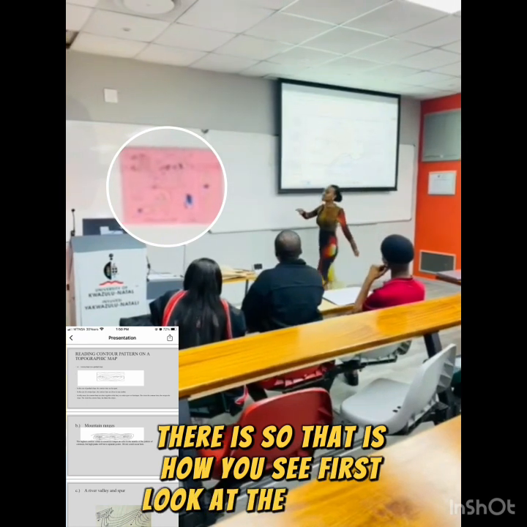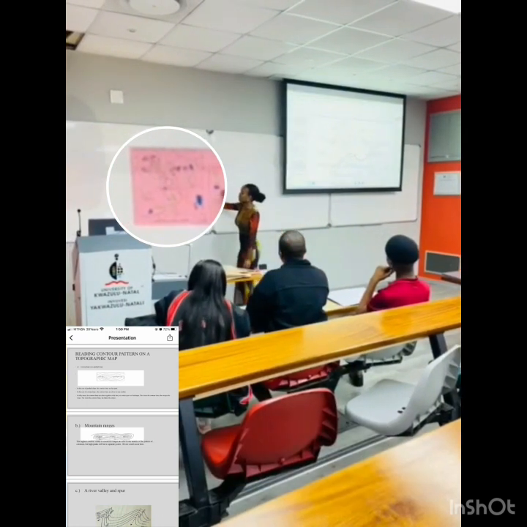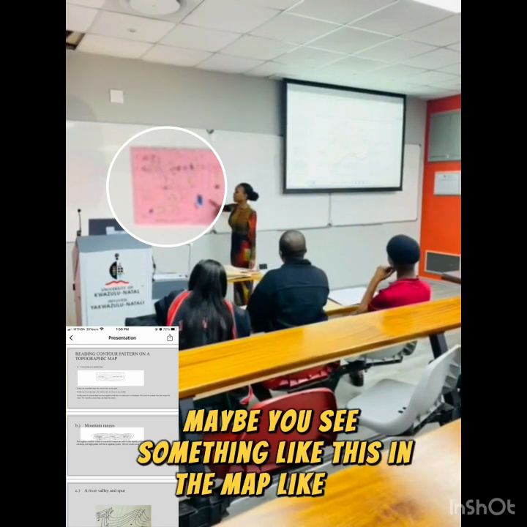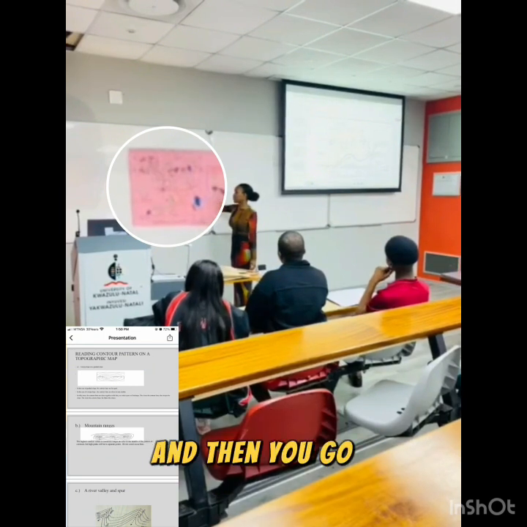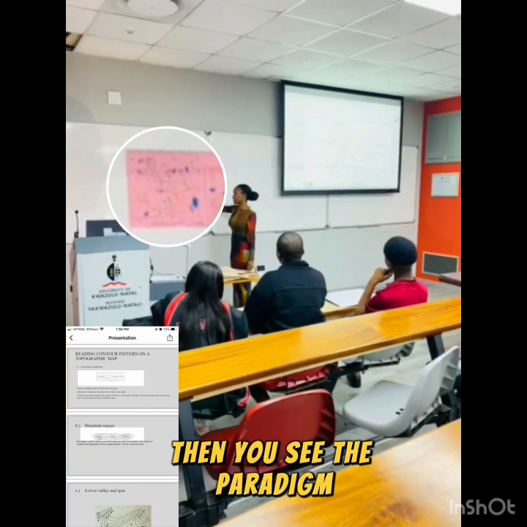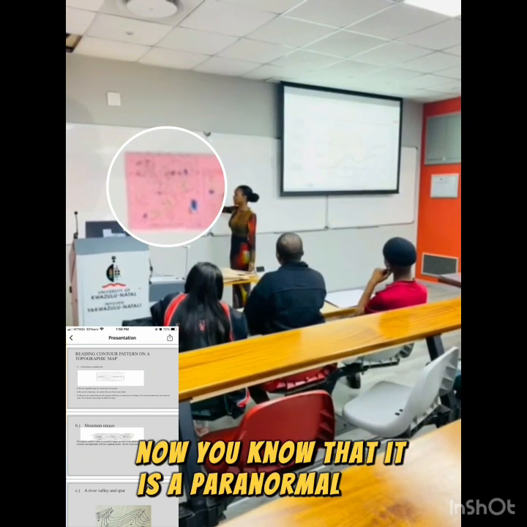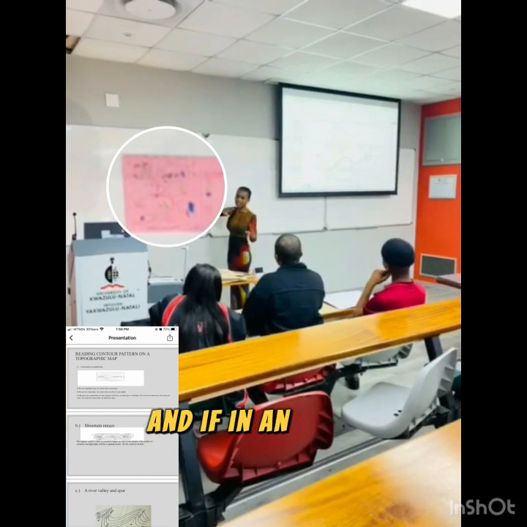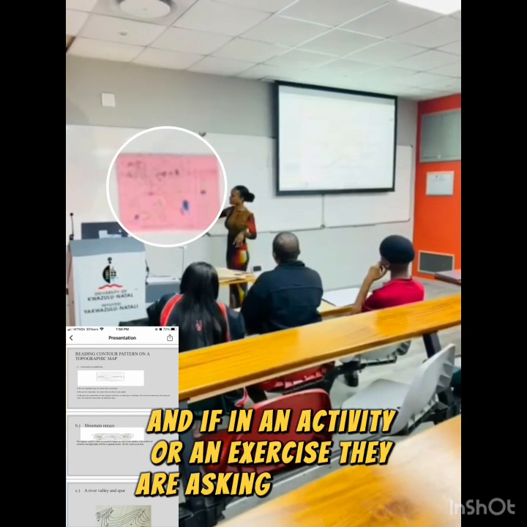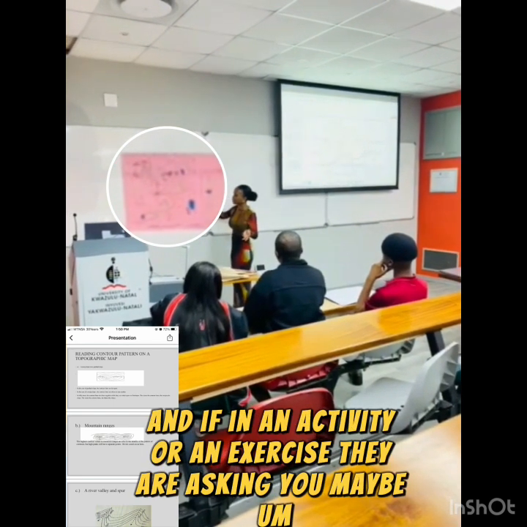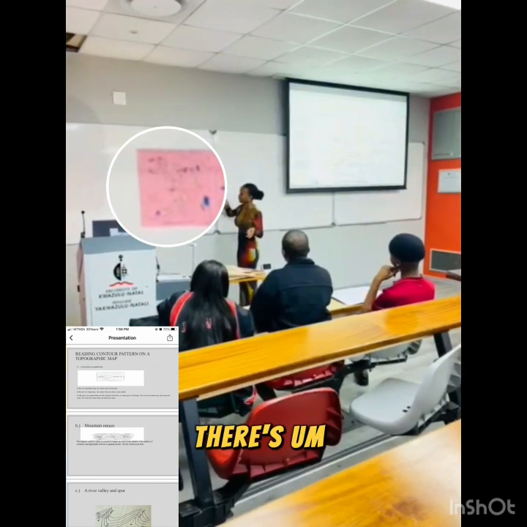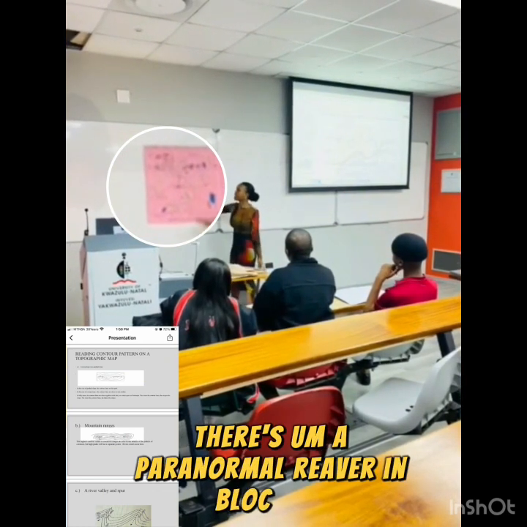So that is how you see. You first look at the term here. Maybe you see something like this in the map, like for example here. And then you go to the reference. Then you see the perennial river. Now you know that it is a perennial river. In an activity or an exercise, they are asking you maybe there's a perennial river in block D.